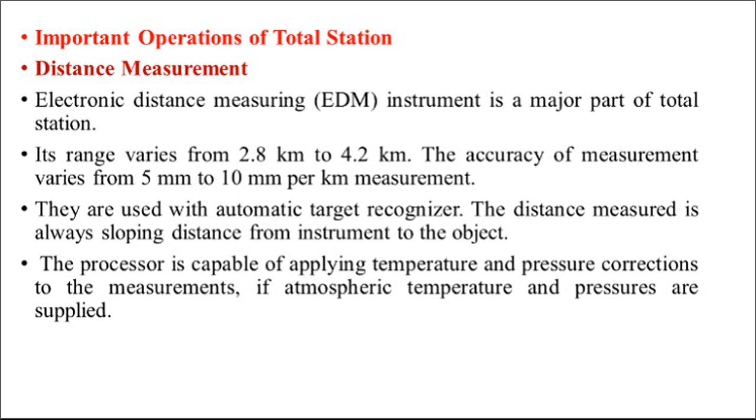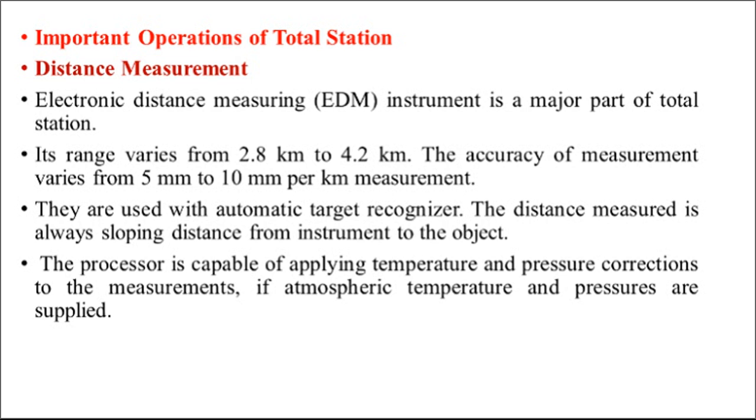So the electronic distance measuring instrument is a major part of the total station. With that we can measure the distances. In case of total station, the range may be 2.8 kilometer to 4.2 kilometer. Again, it depends upon the type of total station. The accuracy of measurement varies from 5 mm to 10 mm per kilometer of distance measured.